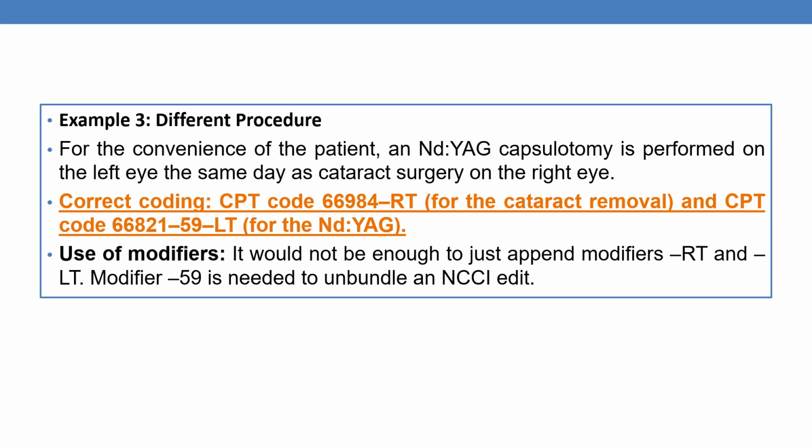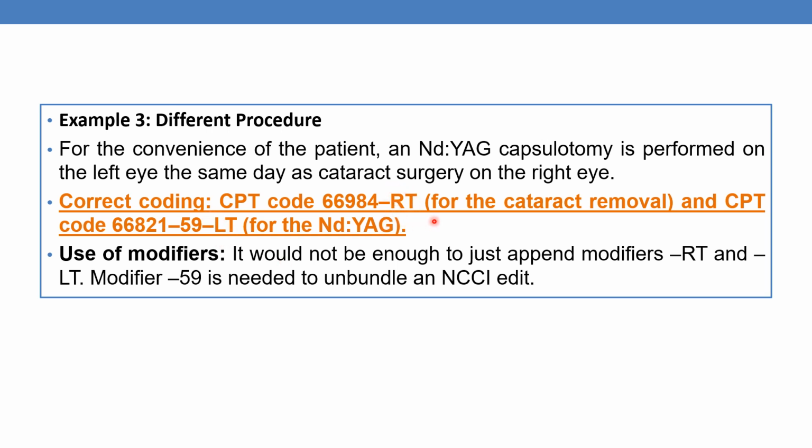Let us see one more example. For the convenience of the patient, an Nd:YAG capsulotomy is performed on the left eye the same day as cataract surgery on the right eye. So here correct coding is first 66984 along with RT modifier for cataract removal. Additionally, 66821 for Nd:YAG capsulotomy along with 59 modifier along with LT modifier to indicate left side. RT is indicated for right side.